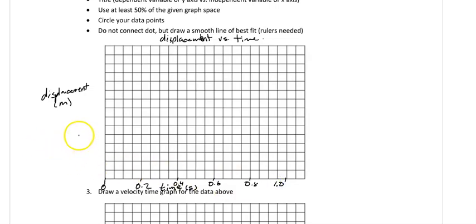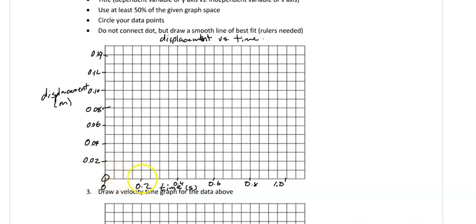Our displacement, we're going to just make each of these equal to 0.01, and I'm just going to mark each second one here: 0.06, 0.08, 0.10, 0.12, 0.14. Okay, plotting our data points, the first one is at 0, 0, which is here.